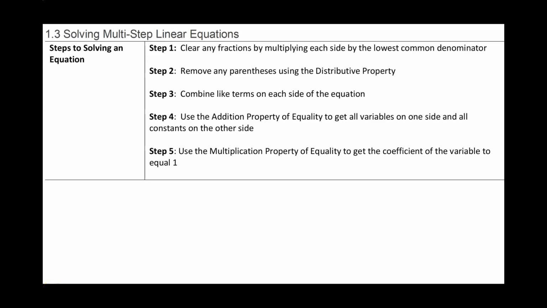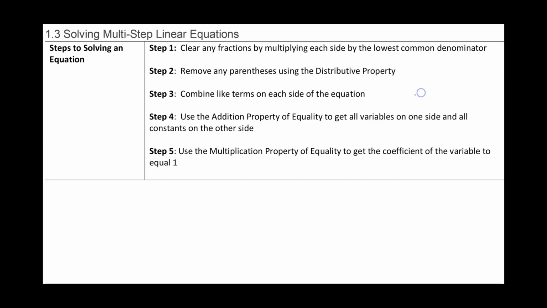In section 1.3, we will solve multi-step linear equations. Here are the steps. Step 1, clear any fractions by multiplying each side by the lowest common denominator, which we will do in later examples. Remove any parentheses using the distributive property. Combine like terms on each side of the equation.